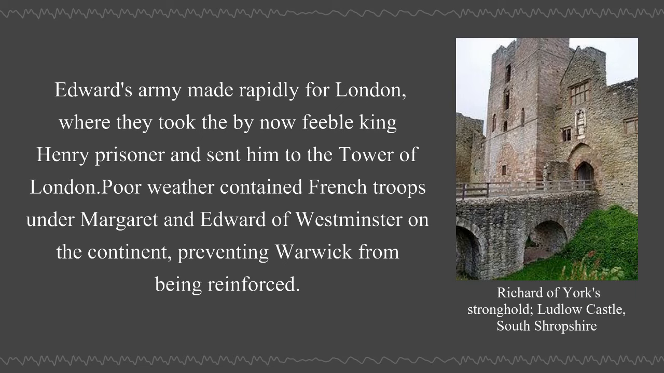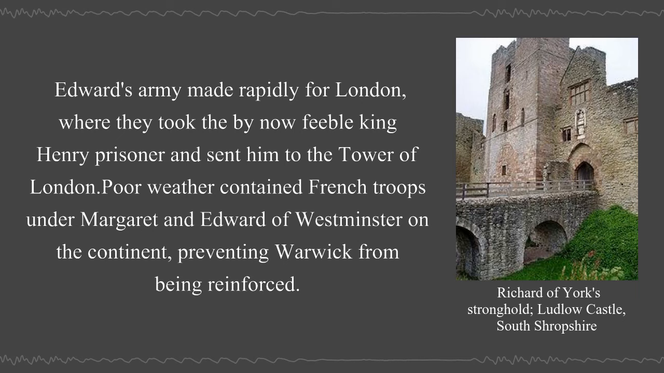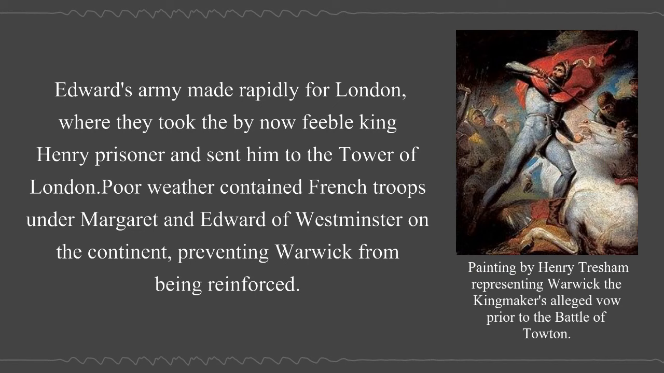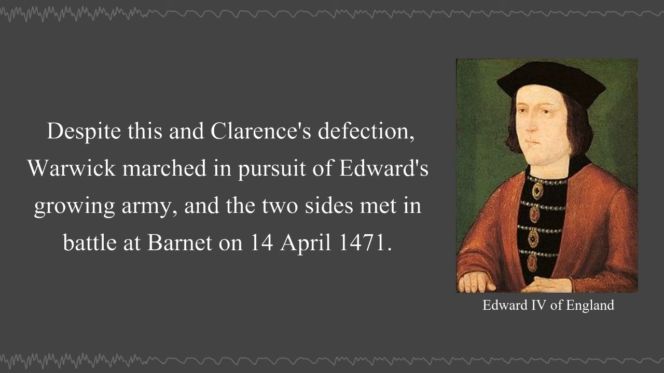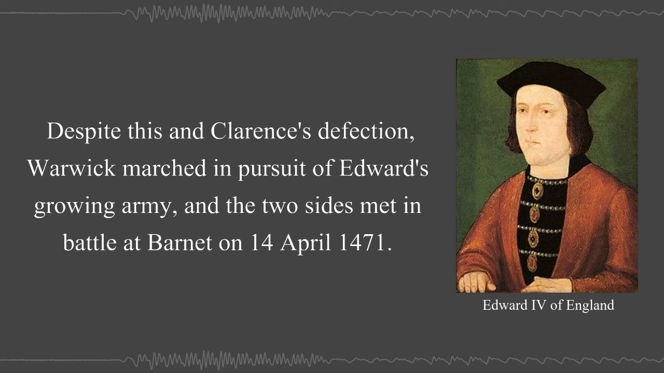Edward's army made rapidly for London, where they took the by now feeble King Henry prisoner and sent him to the Tower of London. Poor weather contained French troops under Margaret and Edward of Westminster on the continent, preventing Warwick from being reinforced. Despite this, and Clarence's defection, Warwick marched in pursuit of Edward's growing army, and the two sides met in battle at Barnet on 14 April 1471.